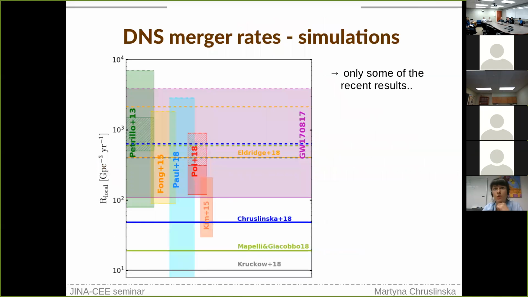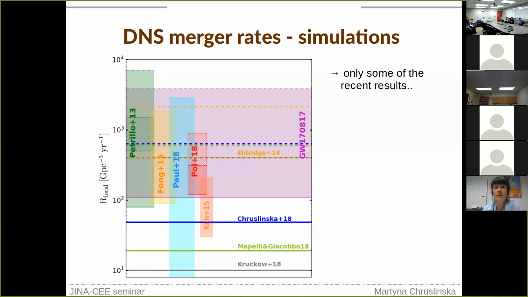So let's see where these theoretical estimates fall within the figure that I showed you a couple of slides ago. You can see now those horizontal lines, which mark results of only some of the recent studies. There are way more studies that delivered estimates of double neutron star merger rates over the years. However, the limits that I'm showing you are quite representative in terms of the range of values possible to obtain with population synthesis studies.